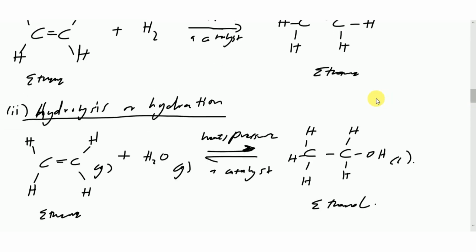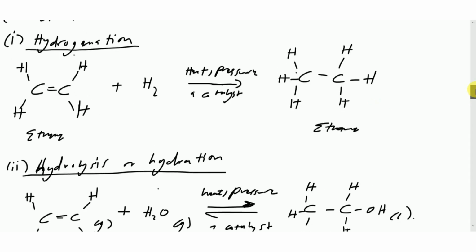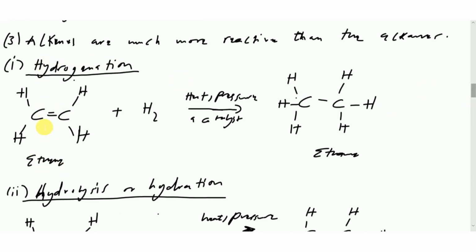So as you can see, these types of reactions that we have covered are referred to as addition reactions. In addition reactions, they turn unsaturated alkenes into a saturated compound. So as you can see, these are two types of reactions that I've given you. The hydrogenation and hydrolysis are referred to as addition reactions, and addition reactions turn the unsaturated alkenes into a saturated compound.